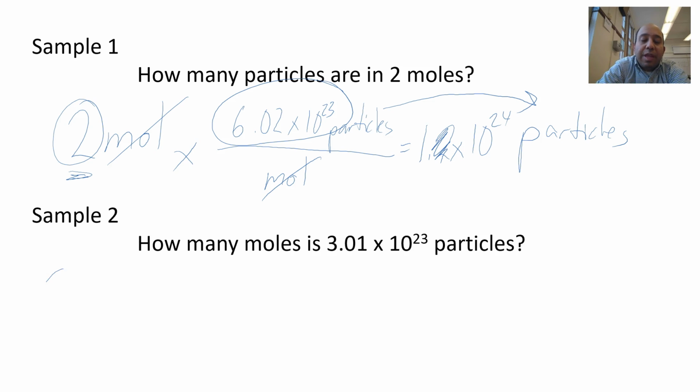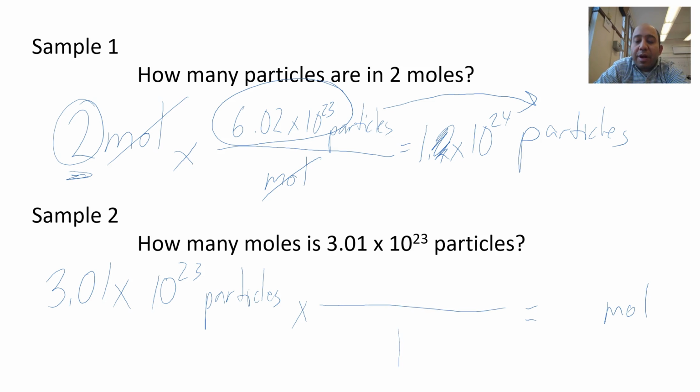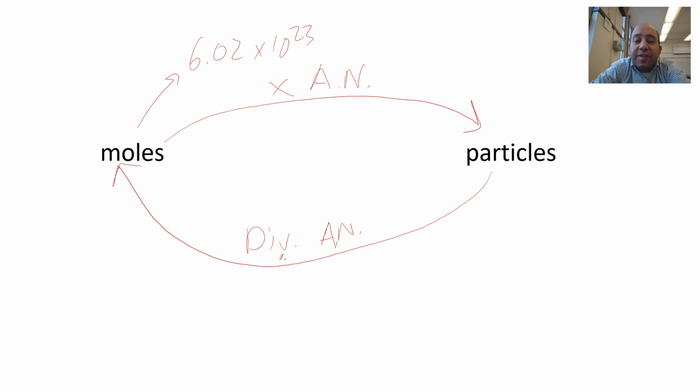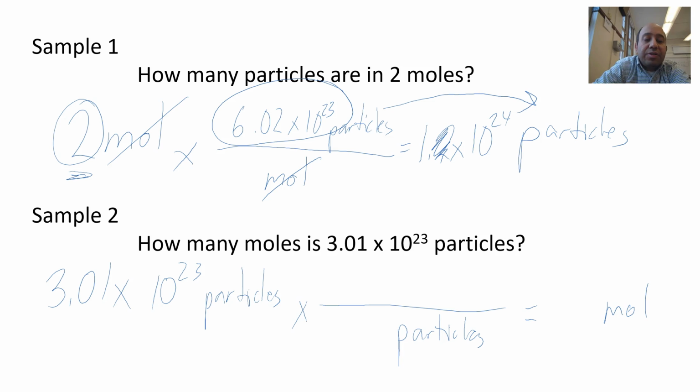Okay, on the next problem, the given is 3.01 times 10 to the 23rd particles. And we're trying to find the moles. Well, we know we have to put particles on the bottom because we're going to cancel it. And remember from the previous slide, if you're going from particles to moles, you're going to divide by Avogadro's number. So we're going to put that number down here, 6.02 times 10 to the 23rd. And then, because moles is in our answer, moles goes on the top of the fraction.